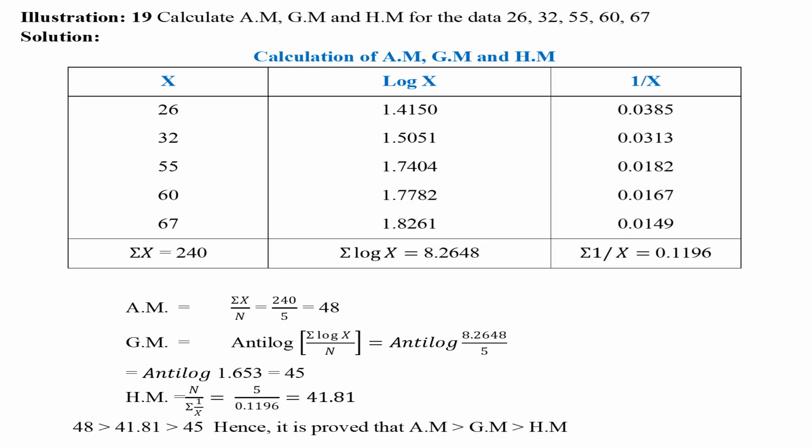It's noted from the table that the first column represents variables, the second column is log x, and the third column is 1 divided by x. These columns are meant for arithmetic mean, geometric mean, and harmonic mean respectively. The procedure of calculations is already well explained.